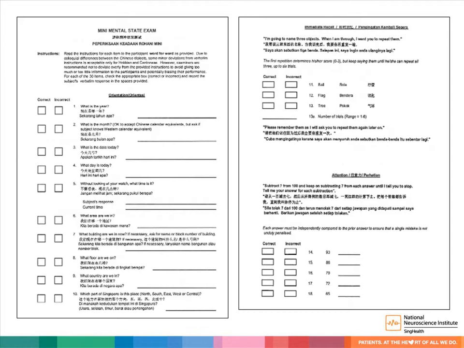The 7 cognitive domains include orientation to time, orientation to place, registration of 3 words, attention and calculation, recall of 3 words, language, and visual construction.